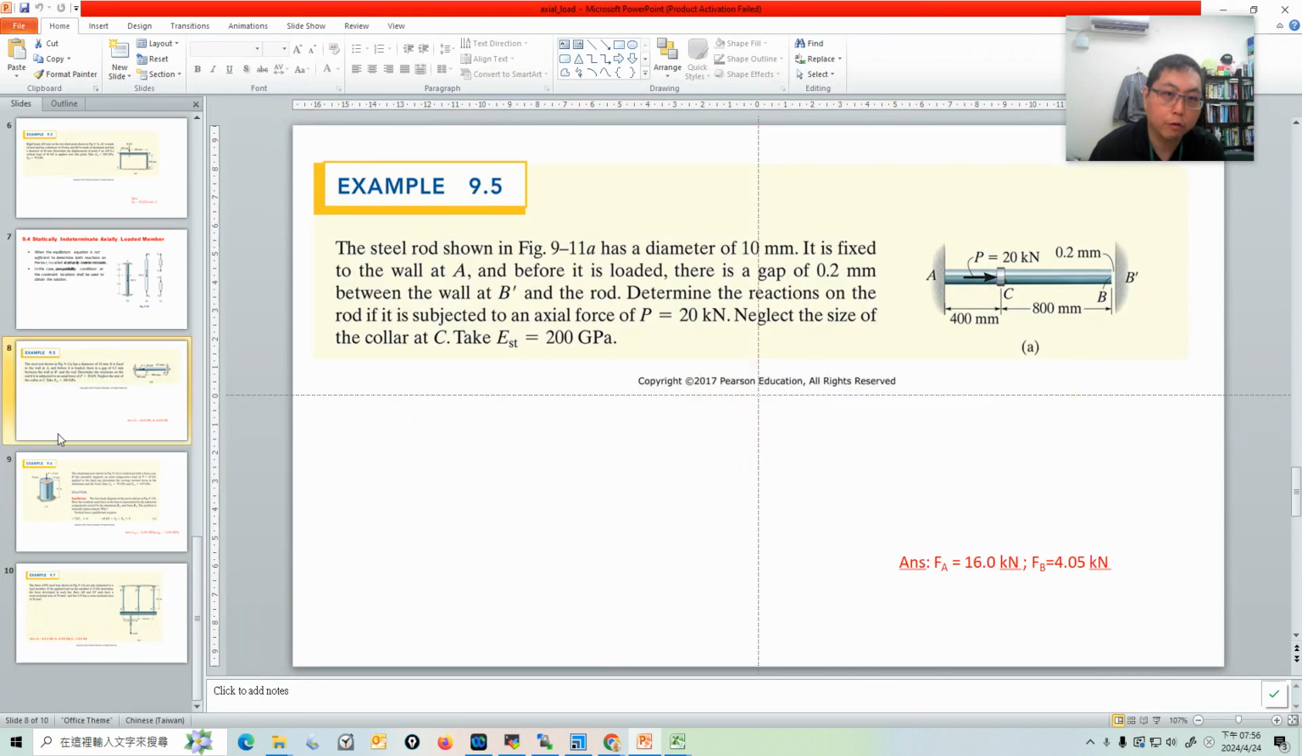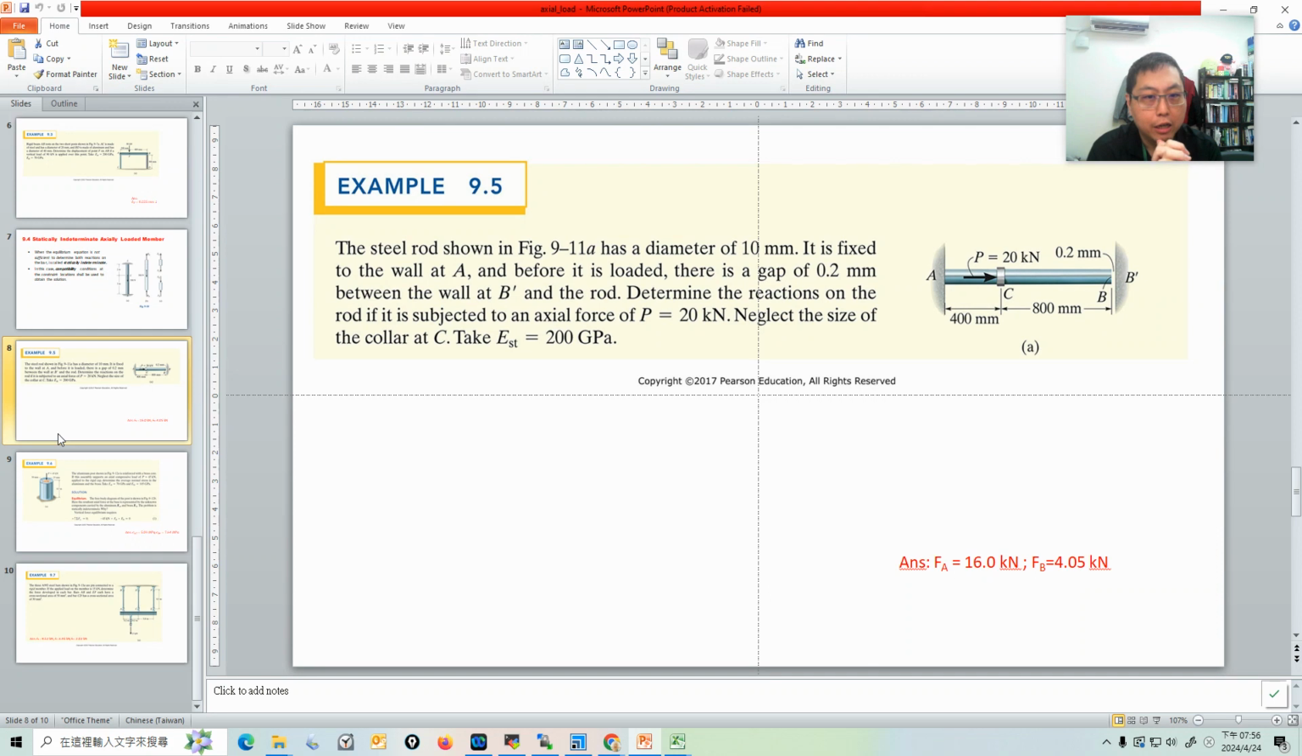Problem. Okay, for axial loading, this is the example one, example 9.5 from the textbook. Because it is statically indeterminate, this is not an easy problem, so I think you need many demonstrations for it. I believe all of you haven't done this before, so you have to get used to this in mechanics of engineering calculation.